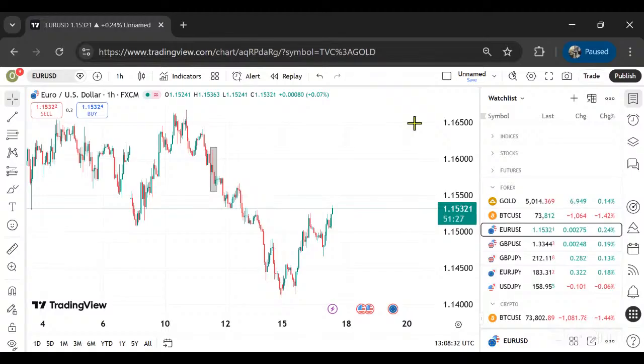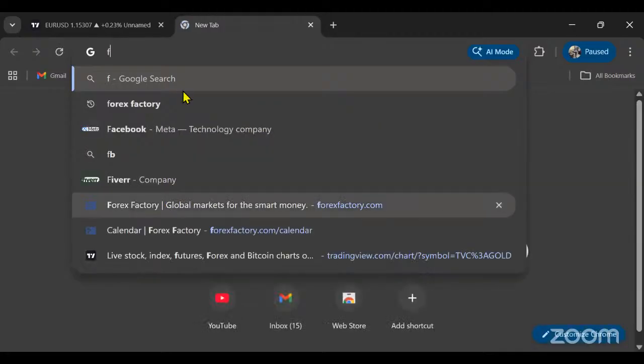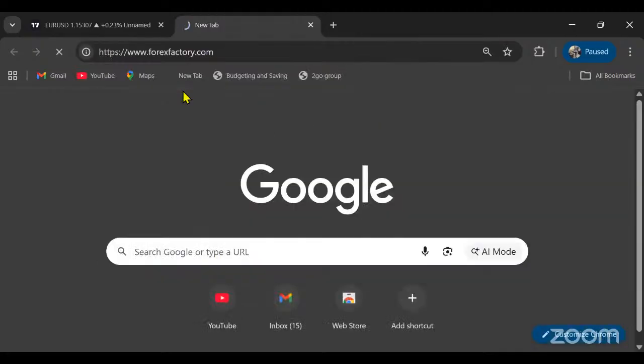Now, if you want to check your fundamental analysis, you need to come to forexfactory.com. You can see the name of the website here. Once you come to forexfactory.com, you're going to click on the calendar area. You can also do this on your phone.